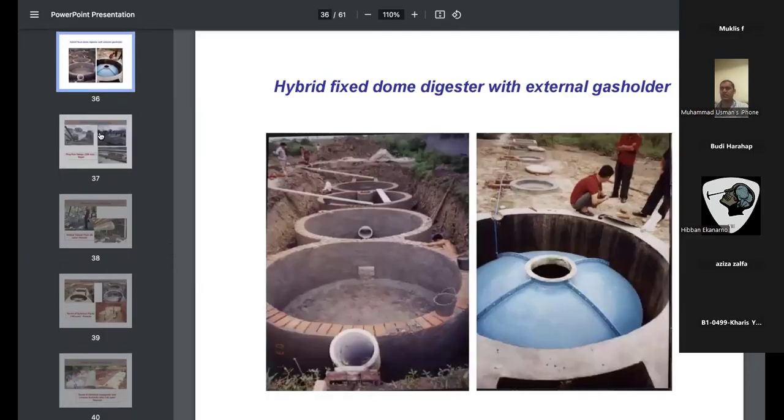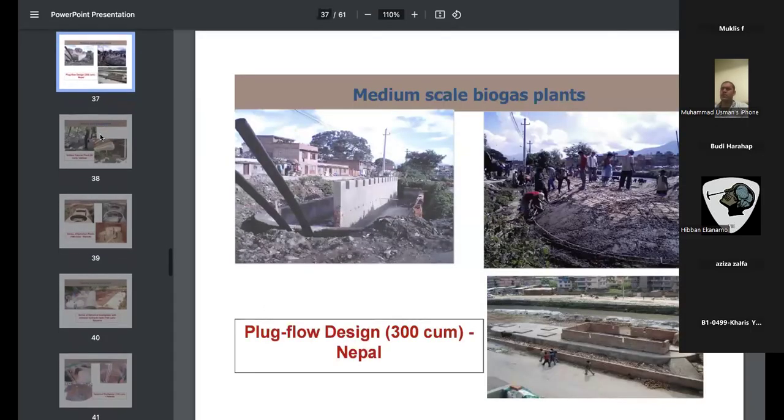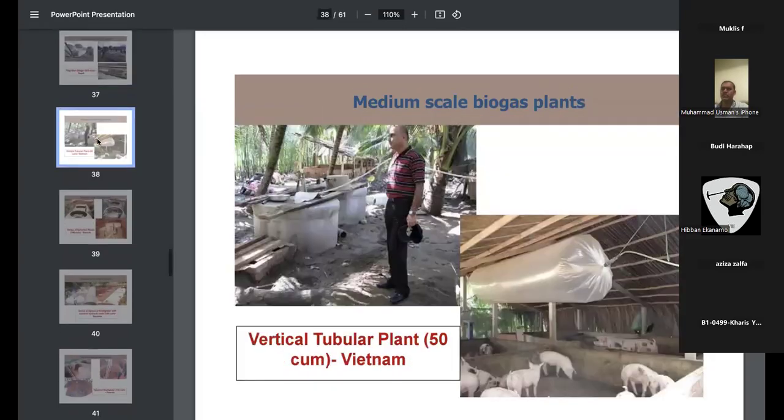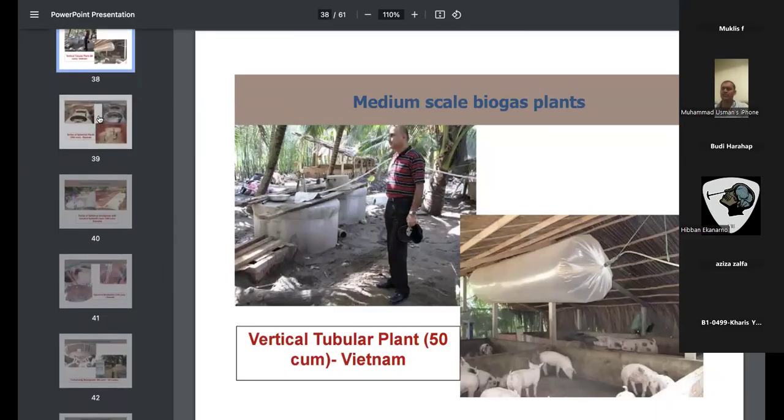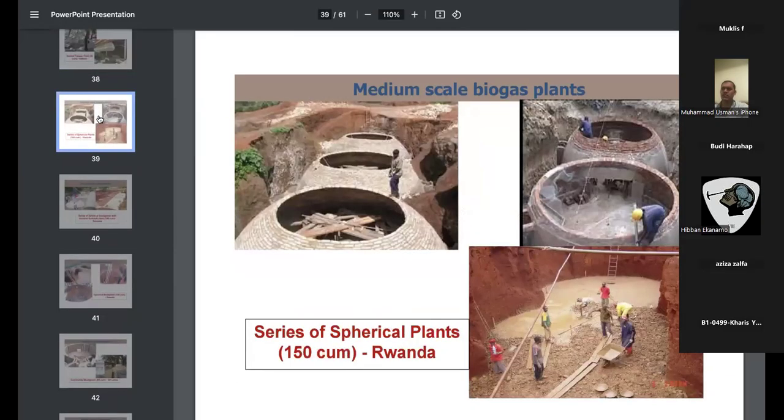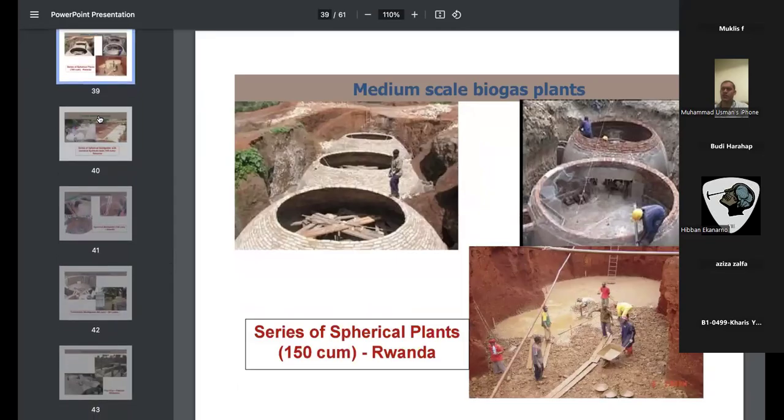Next, please. So here are hybrid fixed dome digesters from some other parts of the world. Next, please. This is a 30 cubic meter plug flow digester in Nepal. Next, please. Medium scale biogas plant in Vietnam. Next, please. This is from Rwanda, 150 cubic meter.